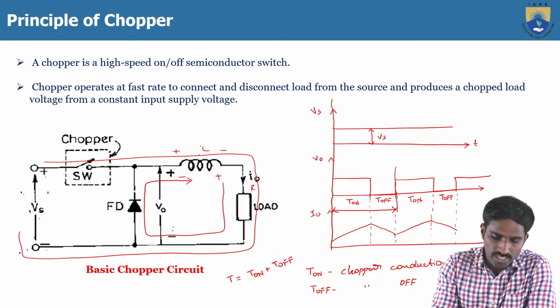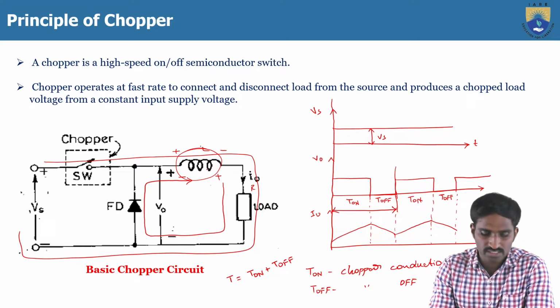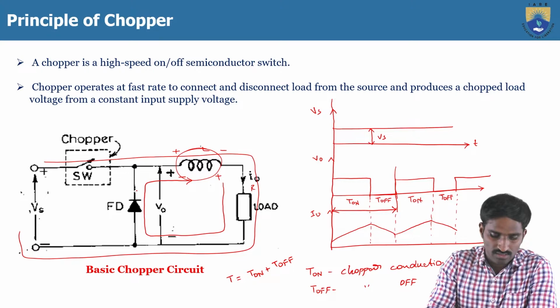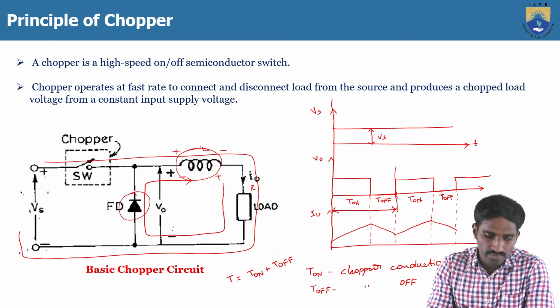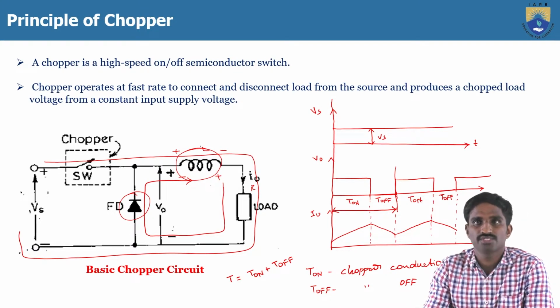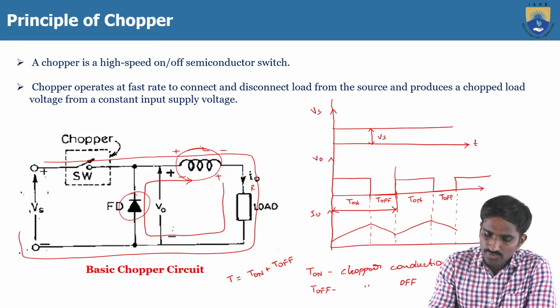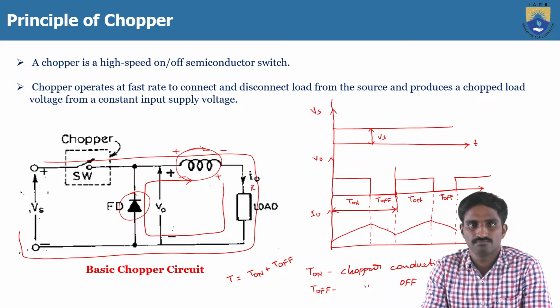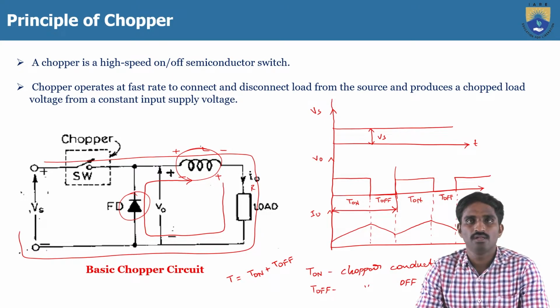Suppose we don't have this inductor, then we need not include this diode also. Or if you include this diode, there is no function of this diode, and then you will get the discontinuous current mode of operation. Discontinuous current mode of operation means during the off period you won't get any current. That's why it is the discontinuous current mode of operation.